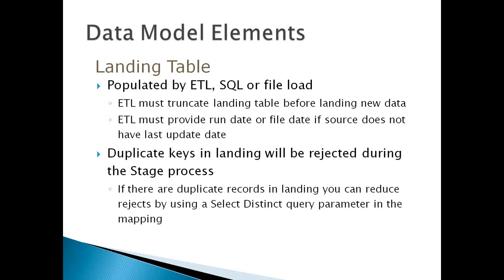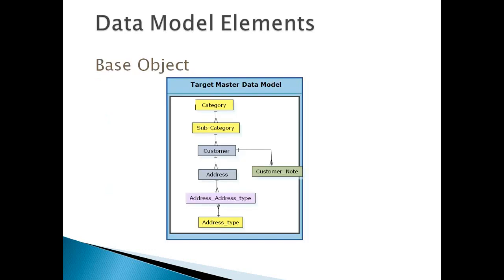And duplicate keys in the landing table will be rejected during the stage process. As I told, in the staging table, which we have not discussed yet and will discuss next, there is a primary key column. So if there are duplicate entries in the landing table, for example customer ID 1 is present two times, then one of the records will get rejected. That's basically duplicate keys in the landing being rejected during the stage process. So that was about the landing table.